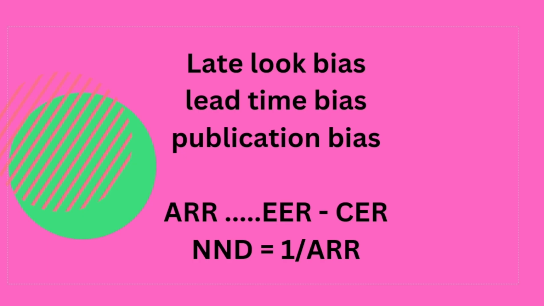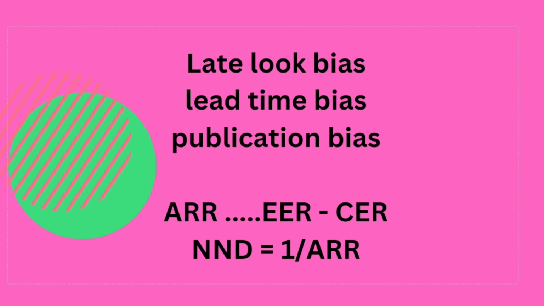Late look bias is basically that if we are studying a disease which is very fatal, and most of the people with the disease have died, and we have only those people who have an early stage of that disease, it might give us an impression that the disease is not very serious or it is milder.